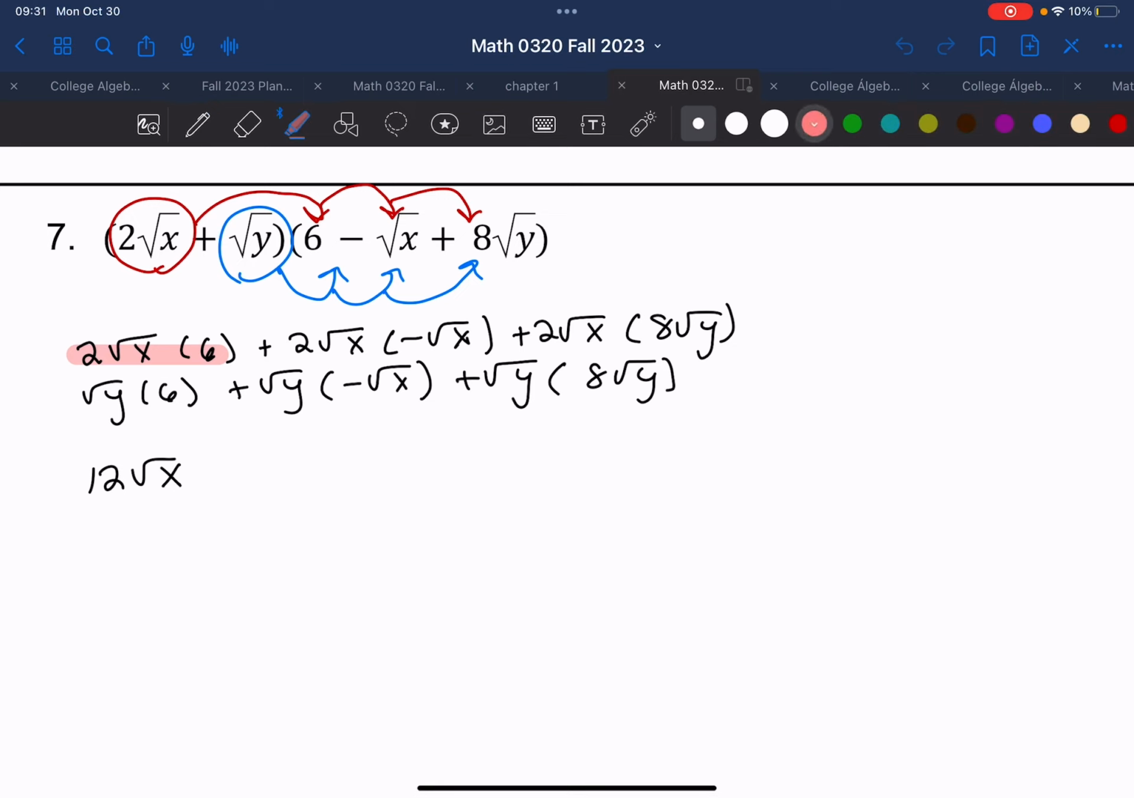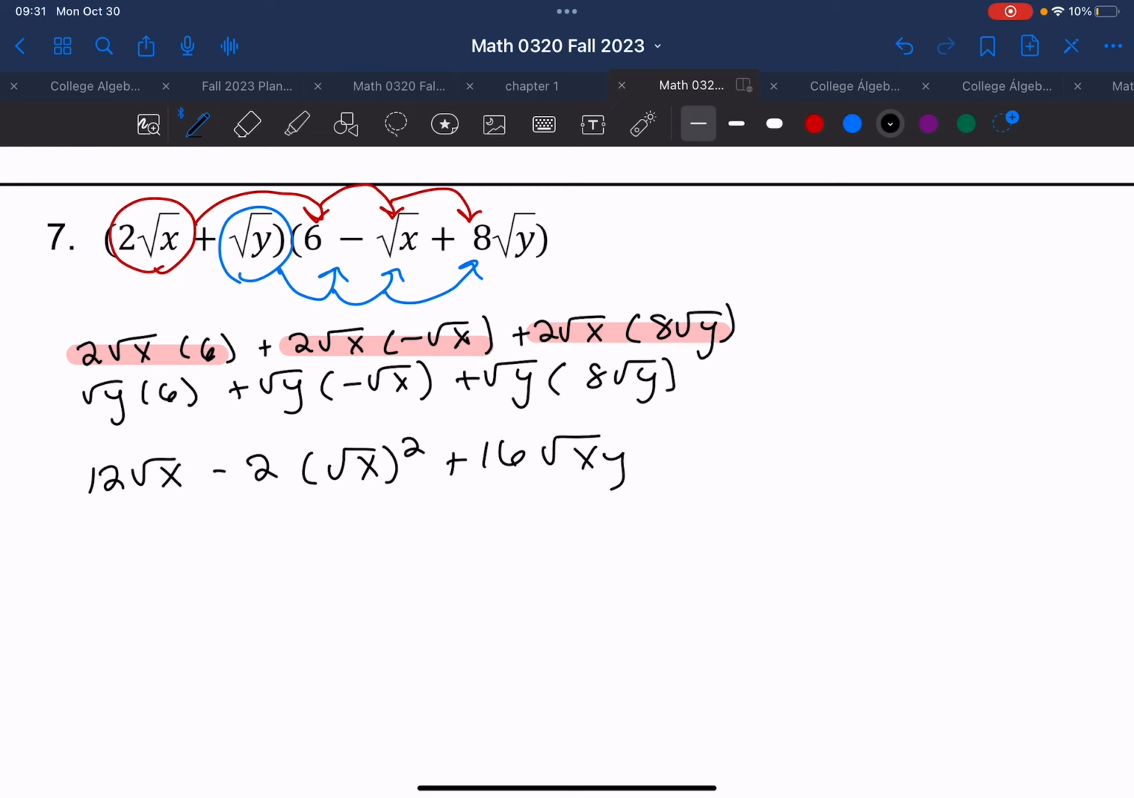So this next part is that 2 square roots of x times negative square roots of x. So that negative is being multiplied by the 2, so minus 2, and there's 2 square roots of x, so this is square roots of x squared. Then we have 2 square roots of x times 8 square roots of y. Okay? So combining this, we have 16 square roots of xy. I multiplied 2 times 8 and got 16, and x times y and got xy.